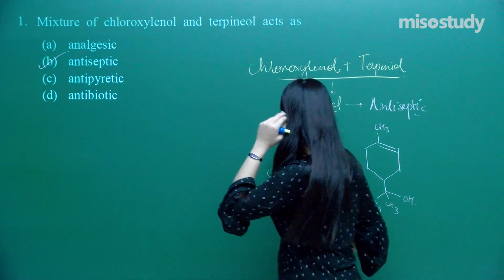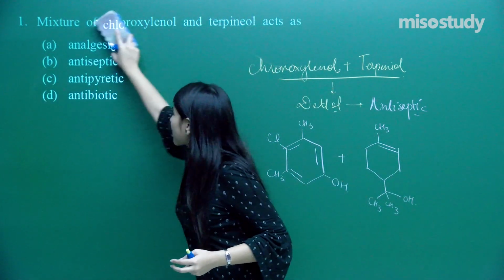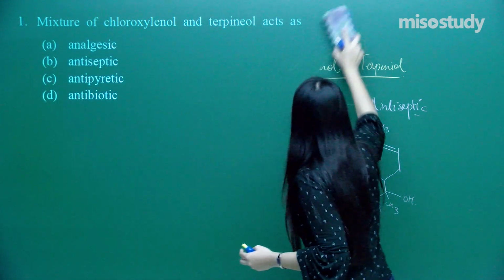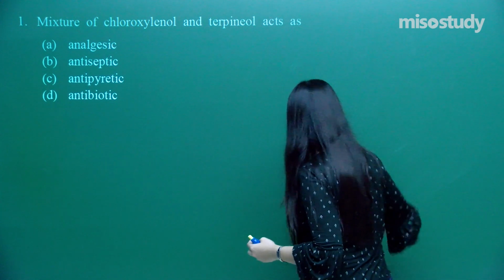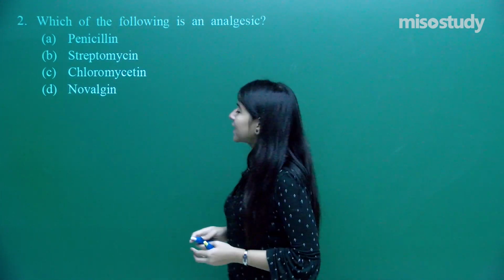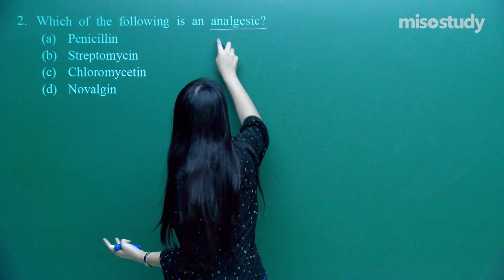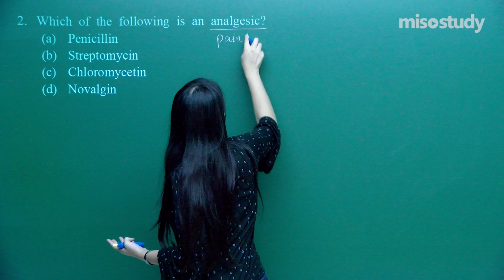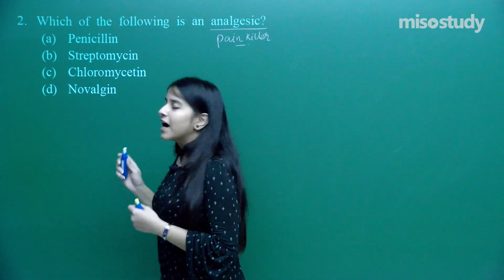Now let's move on to the next question. So these are the type of questions which come from the chapter chemistry in everyday life. Not a big deal, you just need to have a proper knowledge of it. So the next question says, which of the following is an analgesic? So what is analgesic? Analgesic is nothing but painkiller. And I've got the options.